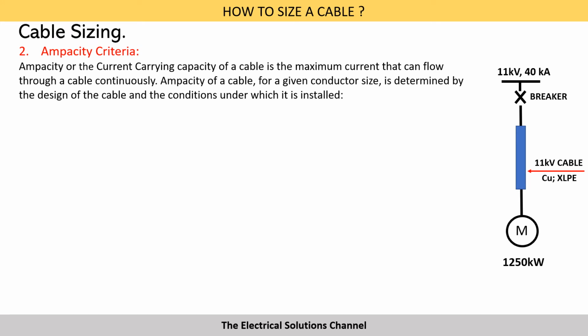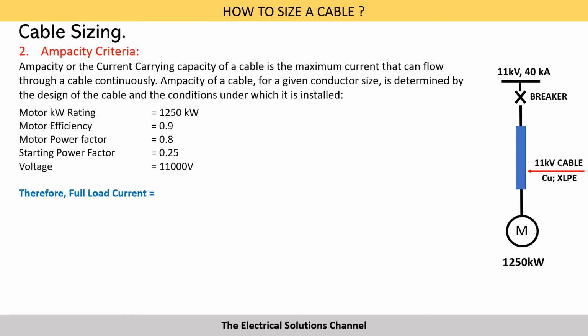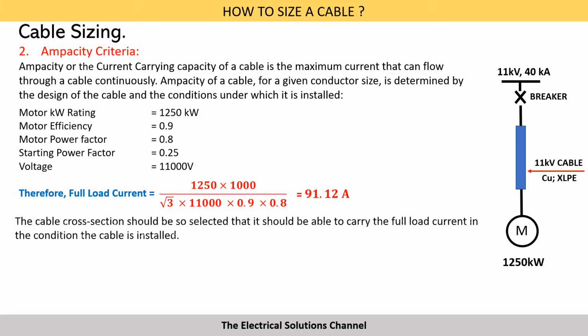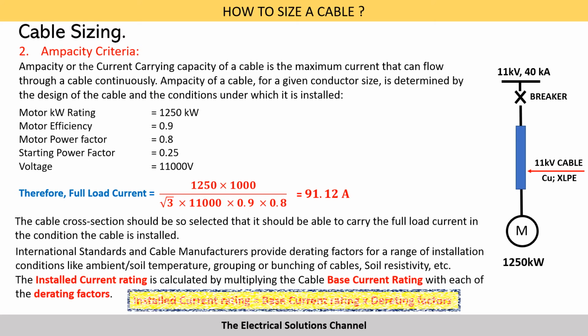Continuing with our example of the 11 kV cable feeding a 1250 kilowatt motor, we have the full load current equal to 1250 x 1000 divided by root 3 x 11,000 x 0.9 x 0.8, where the motor efficiency is equal to 0.9 and the motor power factor is equal to 0.8, and we arrive at a full load current of 91.12 amps. The cable cross section should be so selected that it is able to carry the full load current in the condition in which the cable is installed.